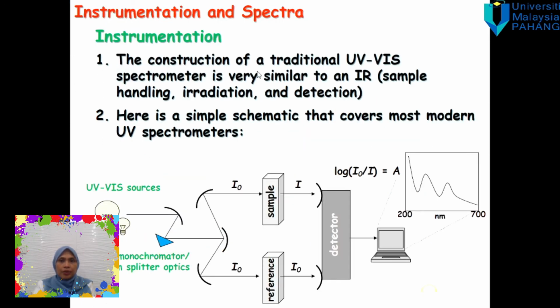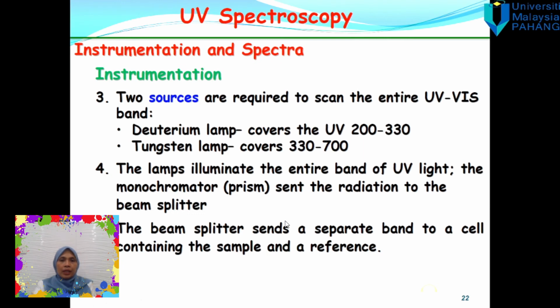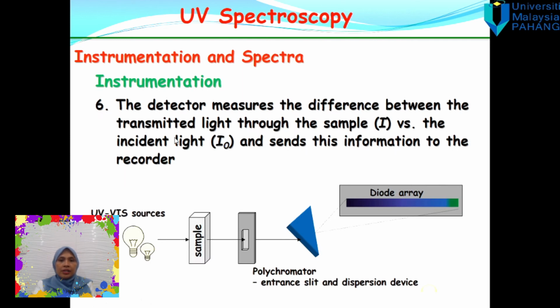And this is the instrumentation for the UV. As we can see inside our instrument, there is a UV light source, and a monochromator, whose function is to split the light. Our sample will absorb the light, and the light that has been absorbed is recorded, and we call this an absorption spectrum. The two light sources that we use in UV are the deuterium lamp and the tungsten lamp. And the detector always measures the light that has been transmitted out.